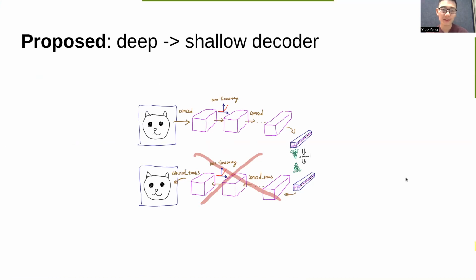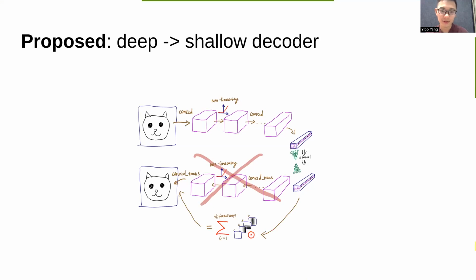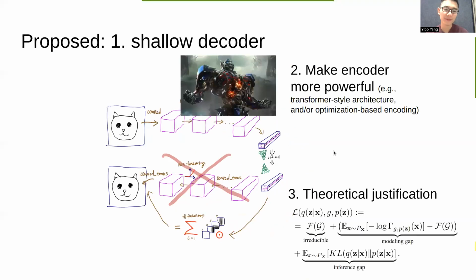Well, I propose to replace the deep convolutional neural decoder with a much simpler and cheaper one, like the one from JPEG. And doing so will come at the cost of possibly worse rate distortion performance, but with greatly reduced computation complexity. But to maintain high compression performance, I propose to also make the encoder much more powerful, for example, using a transformer style architecture and iterative encoding. And this can be all justified theoretically using a novel decomposition of the loss function in neural lossy compression.